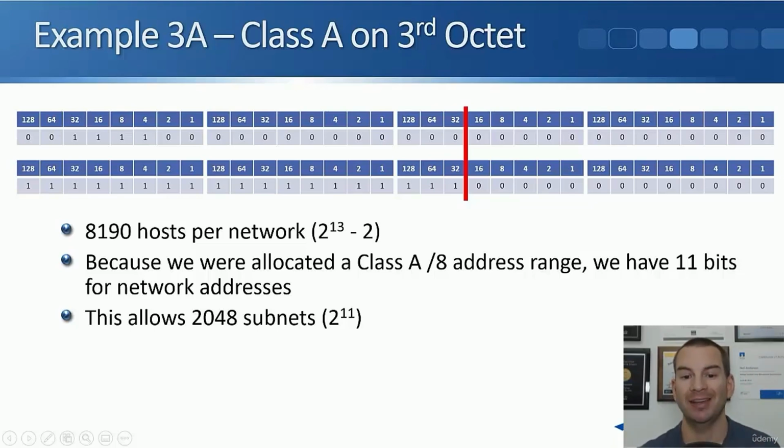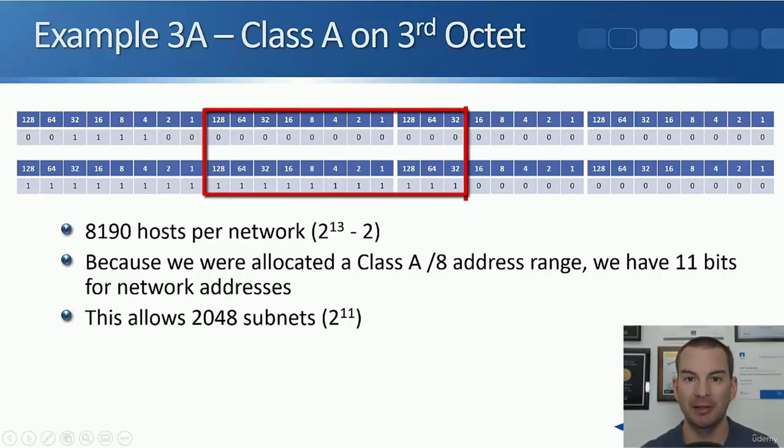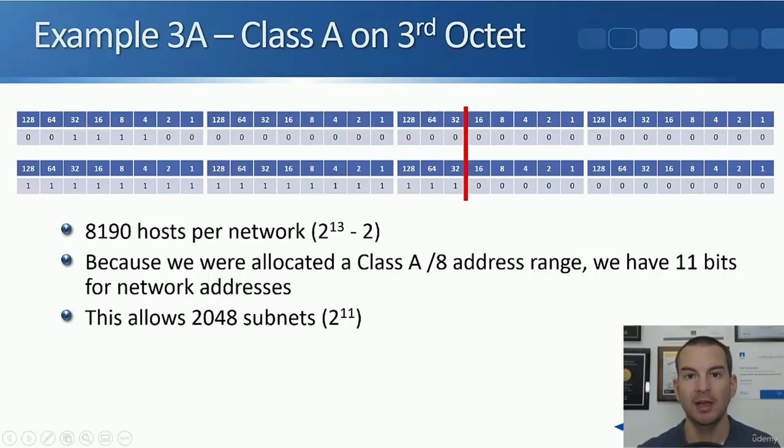And because we were allocated a class A /8 range, the difference between a /8 and a /19 is going to be 11 bits. So to figure out how many networks we have, it's 2 to the power of 11. So we already know 2 to the power of 10 is 1024. So we'll double that again. That gives us 2048 subnets.